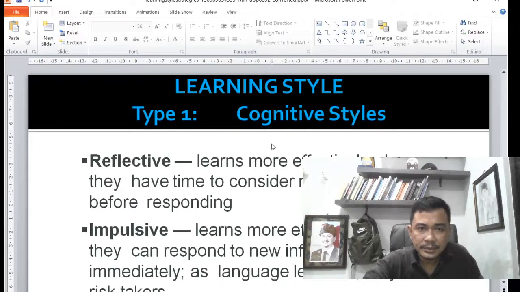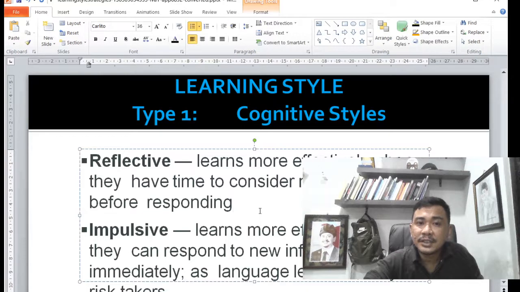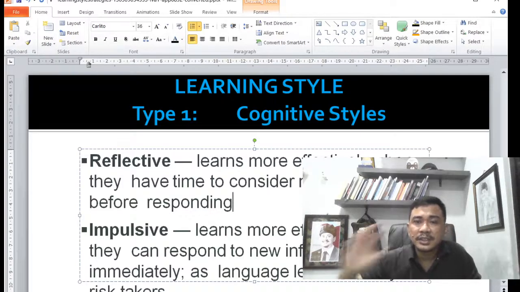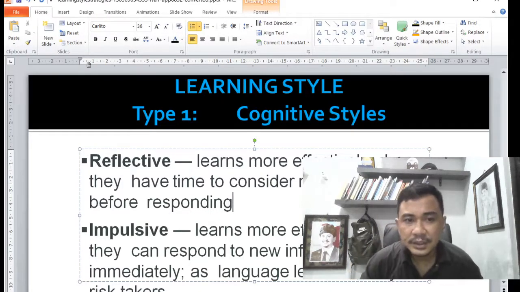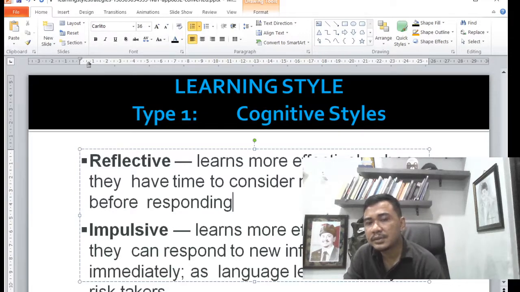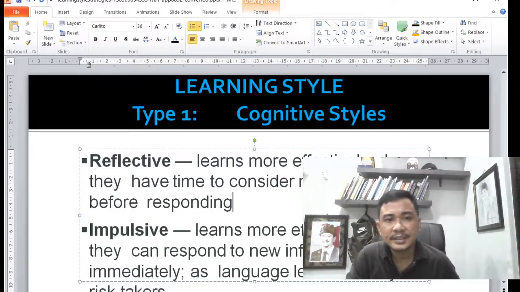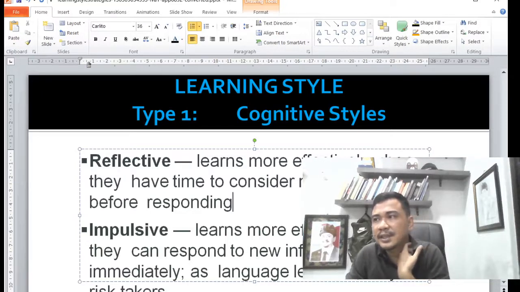Another subtype in cognitive style is reflective. This kind of student learns more effectively when they have time to consider new information before responding. So they like to process first. What about impulsive? Impulsive students learn more effectively when they can respond to new information immediately. They like to take a risk. They like to give spontaneous responses.